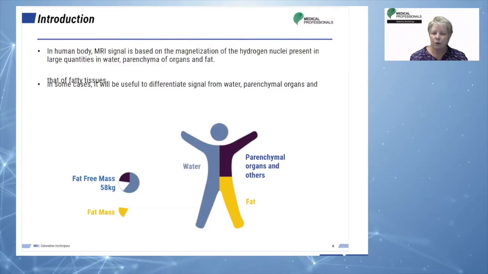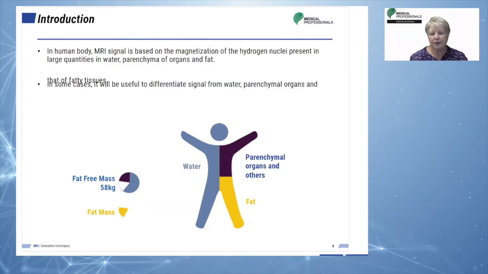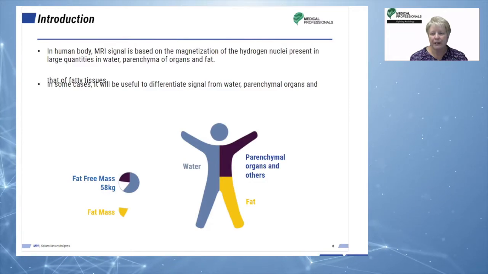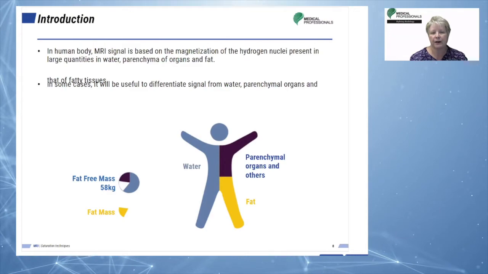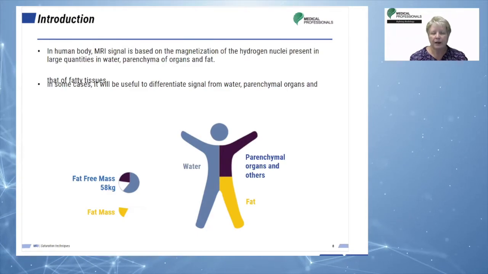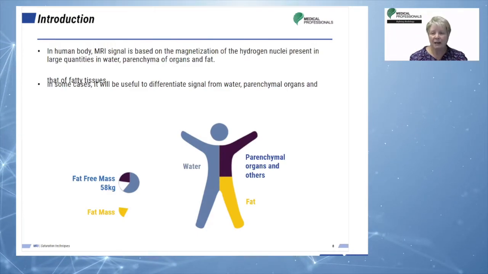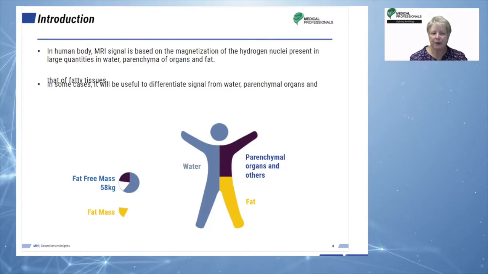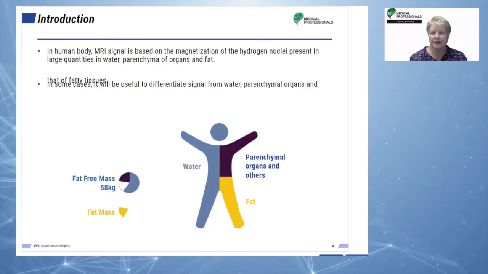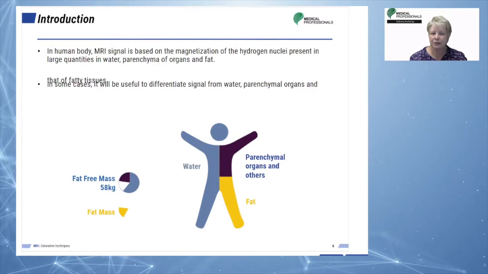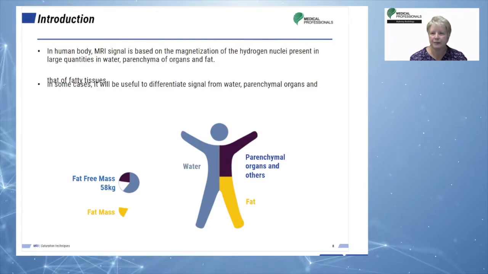During the course of evaluating tissue and pathology within the body, it is useful to be able to differentiate the signal of the various tissues. Water and fat can at times prevent certain types of pathology from being seen within the parenchyma because of the intense appearance of the tissues on certain pulse sequences.